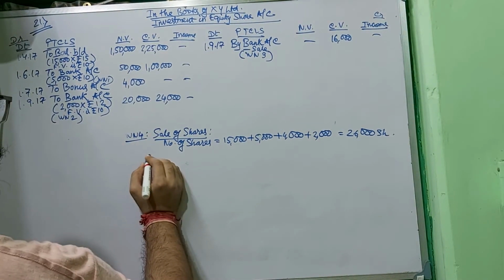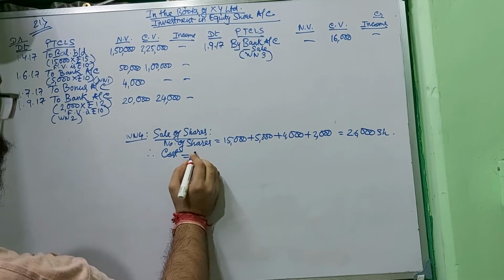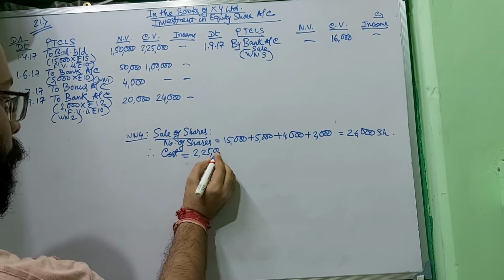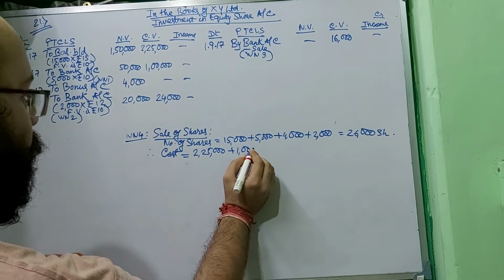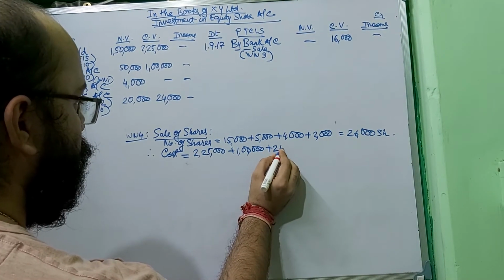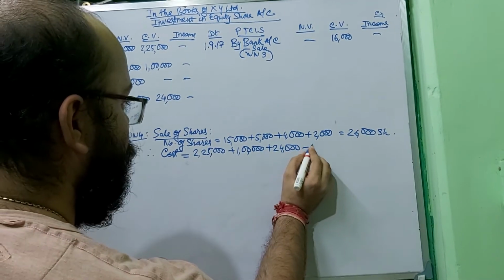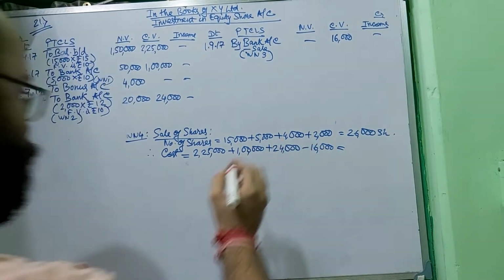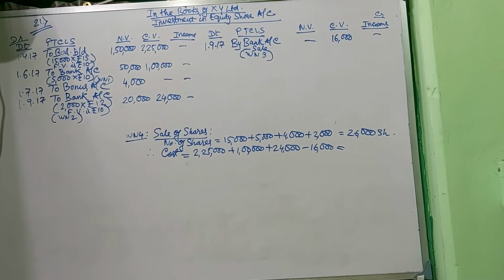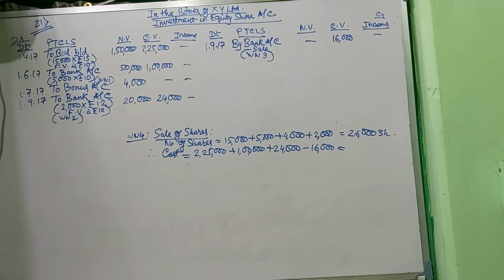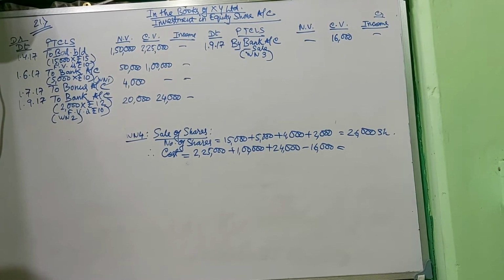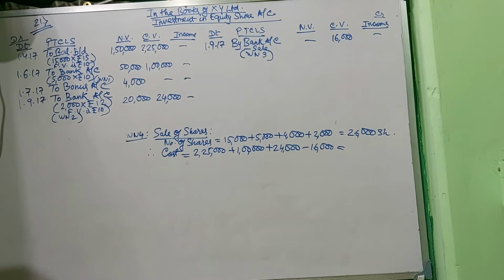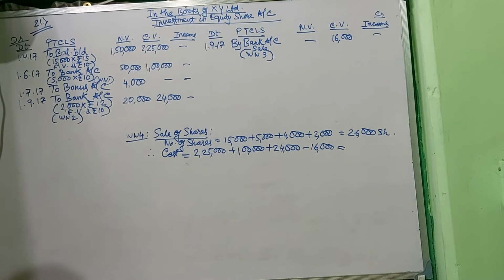Now cost, therefore, you have to calculate 2,25,000 plus 1 lakh plus 24,000 minus 16,000. 3 lakh 25, 3 lakh 49, 3 lakh 49 minus 16 is 3 lakh 33, 3 lakh 33.